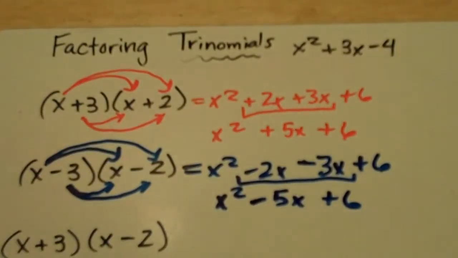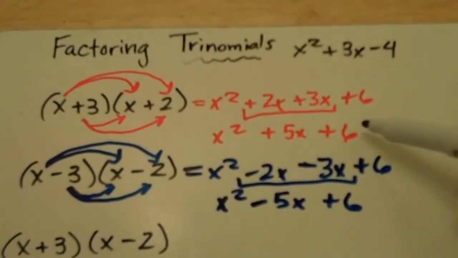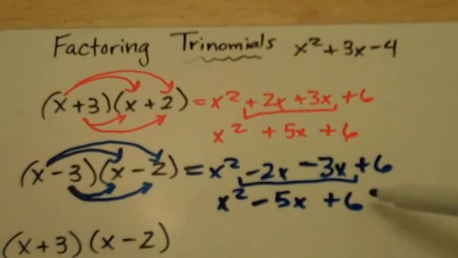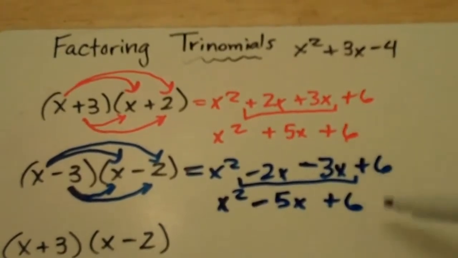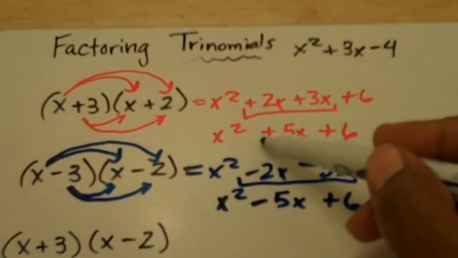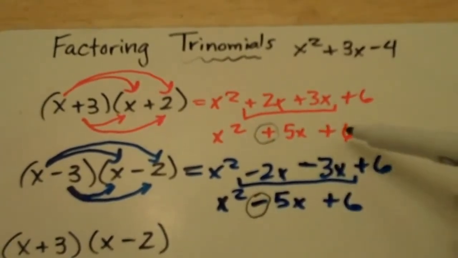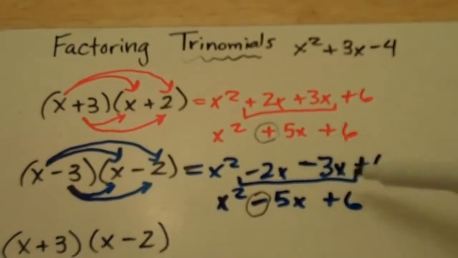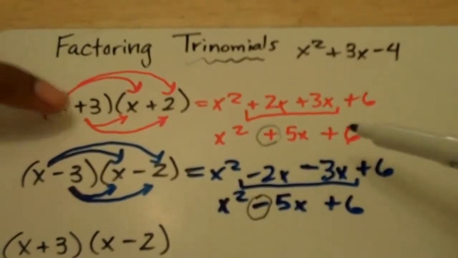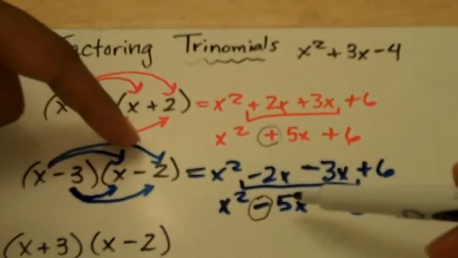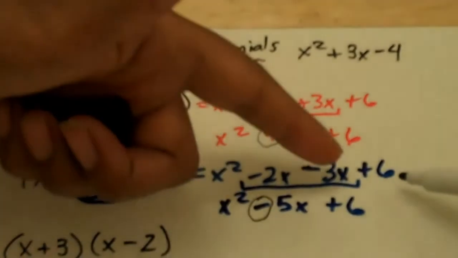So let's take a look and examine these trinomials. So we have x squared plus 5x plus 6 and x squared minus 5x plus 6. So the only difference between these two would be the plus and the minus sign. As you notice, the back is always positive, and that's because we multiplied the same sign. We had a positive times a positive, which gives us a positive, and we had a negative times a negative, which gives us a positive.